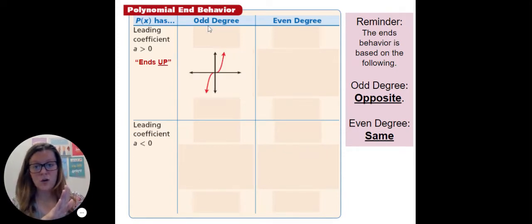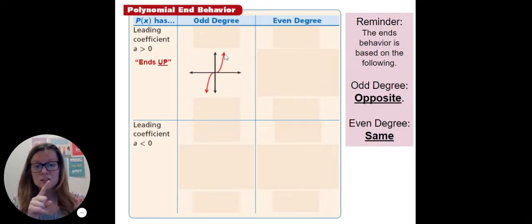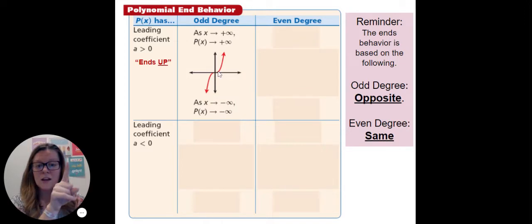So here's an example of a leading coefficient that's positive and an odd degree. Well, if we're looking at this graph, we know that it ends up because of this leading coefficient, and we put that together with, hey, odd degree is opposite direction. So since this ends up, I have to start down. So again, those are going to be how we're going to determine where our graph is going based on the end behavior. So then we can write it as limits. We say as x approaches positive infinity, p of x approaches positive infinity, and then as x approaches negative infinity, p of x is approaching negative infinity as well.